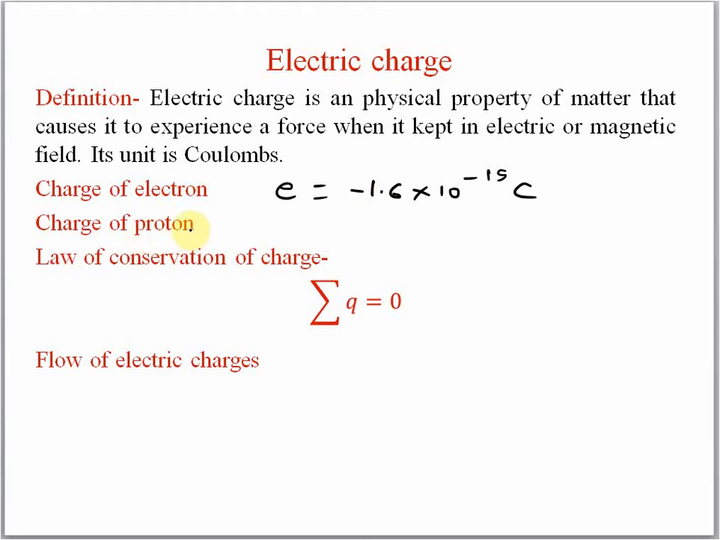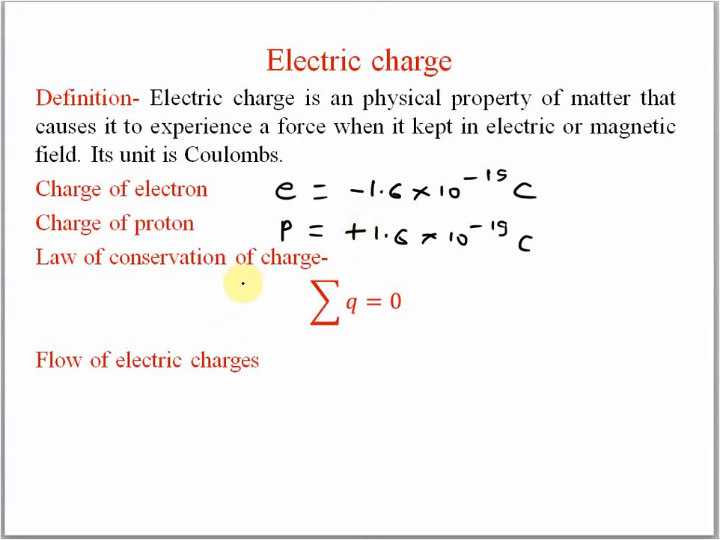And similarly, the charge of proton, p, equals positive 1.6 into 10 power minus 19 coulomb. The magnitudes of both the electron and proton charges are the same, but the signs of both are different. Electron is negatively charged, and proton is positively charged.